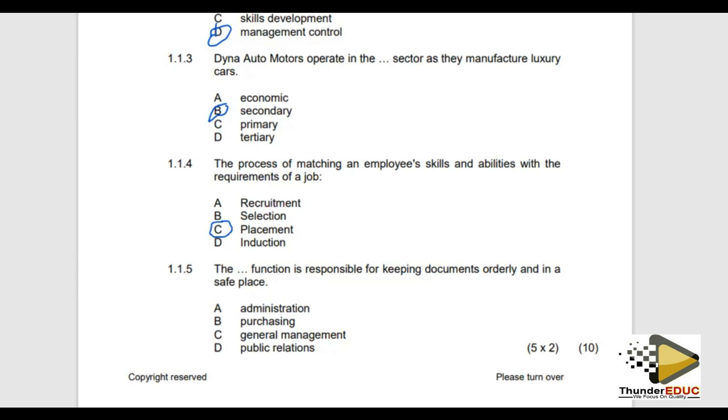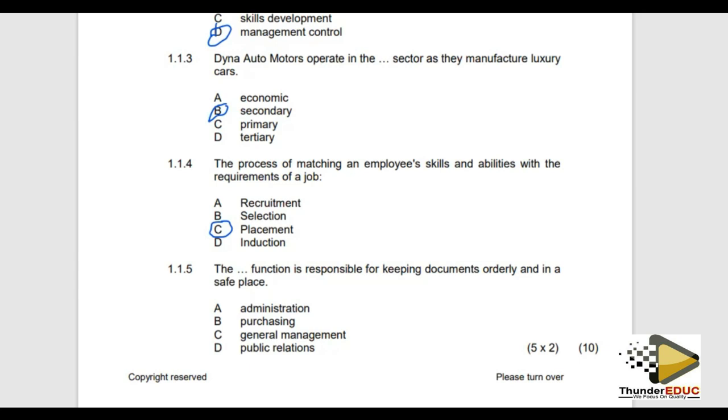Thank you. Now let's move on to the next question, 1.1.5. The dash function is responsible for keeping documents orderly in a safe place. The first option, A, is administration. Administration normally deals with paperwork as well as filing data, as well as information pertaining to improvements that can take a company to the next level. Now we also have the purchasing function.